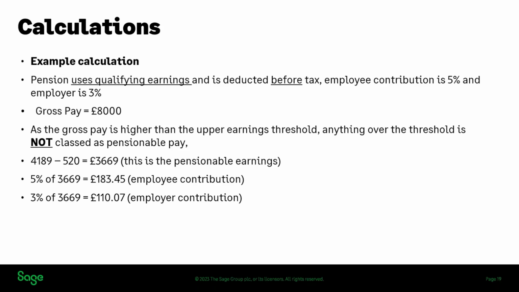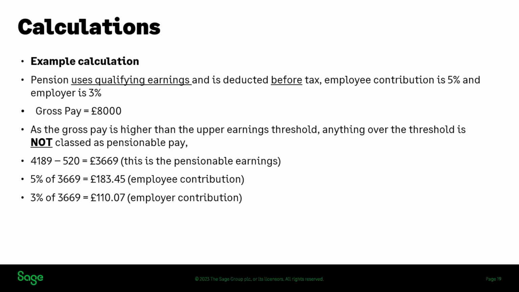So for this one, we take the upper threshold and deduct the lower threshold, and that leaves you with 3,669. That is the pensionable earnings. And then we're applying the same percentages. It's before tax, so we don't need to make any adjustment to the employee contribution. So we take 5% of the pensionable pay to get the employee contribution, and 3% of the pensionable pay in this example is the employer's.